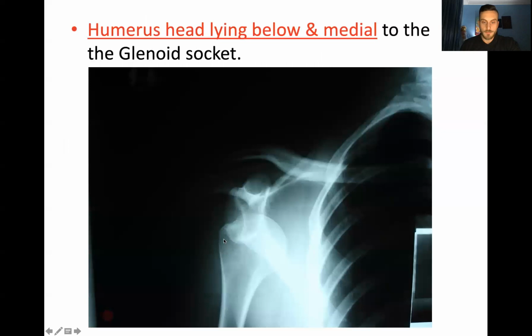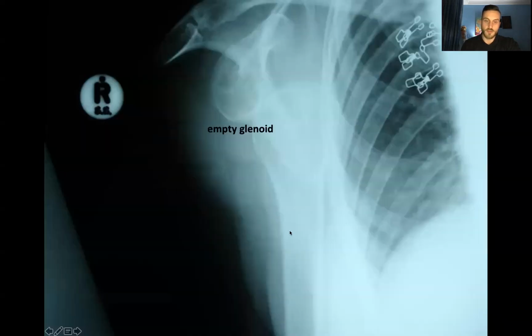And on X-ray, you can see that there is an empty glenoid. This is the glenoid, and this is the humeral head. The humeral head should be in here. So it's dislocated anteriorly and inferiorly. So this is an empty glenoid at that time.